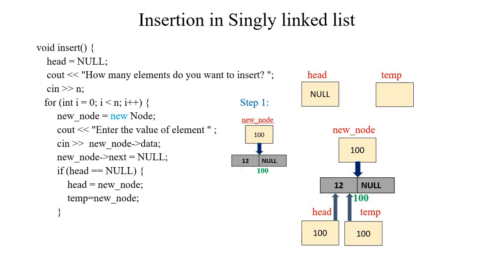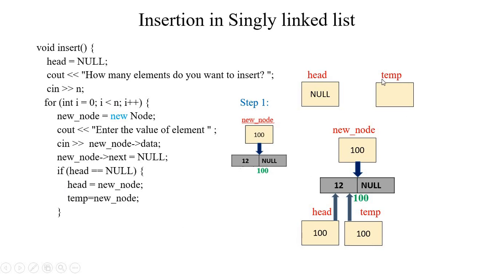Now if the head is equal to null, this is the first node I'm going to insert. So if the head is equal to null, what I have to do is make the head point to this particular position. So how to make the head point to this particular position? I have to update this null value with 100. Since the address of this node is 100, I have to update the value here with 100. So where is the 100 available? 100 is right now available at new underscore node. So head is equal to new underscore node.